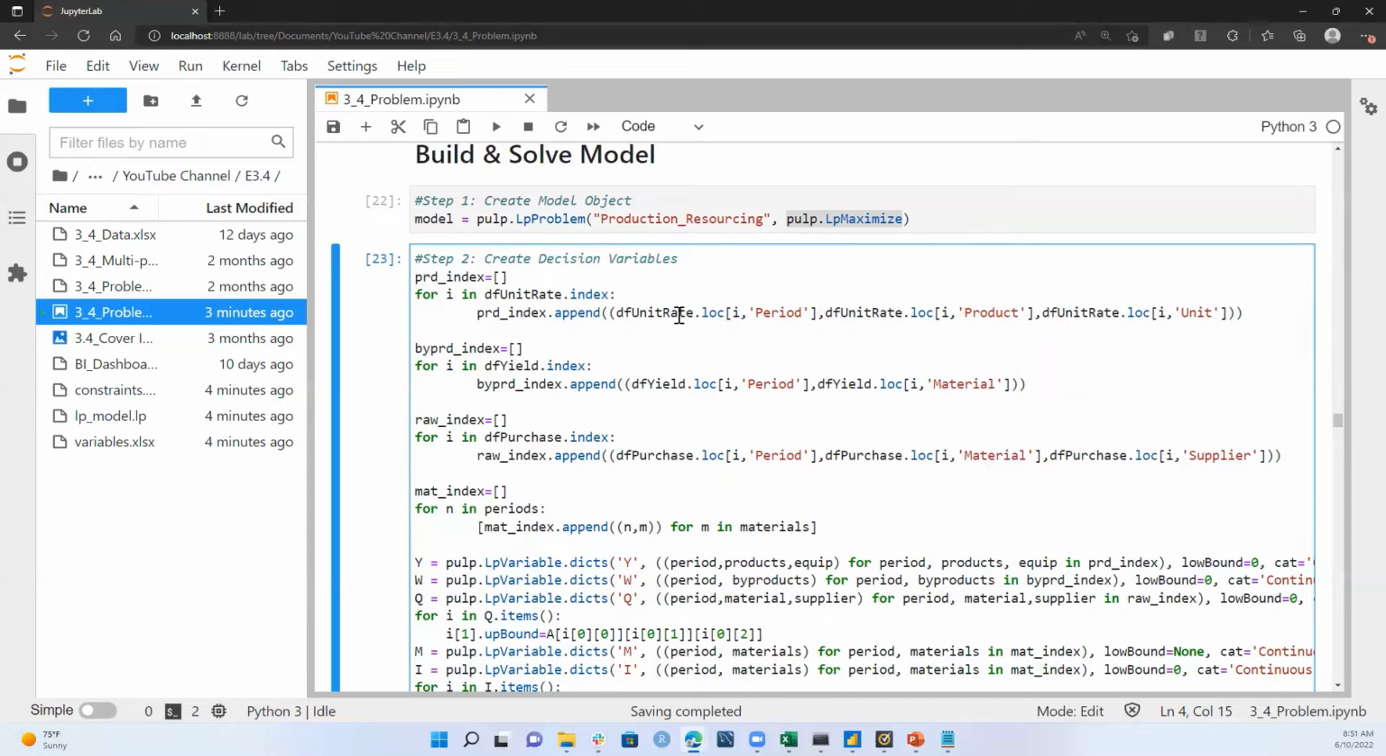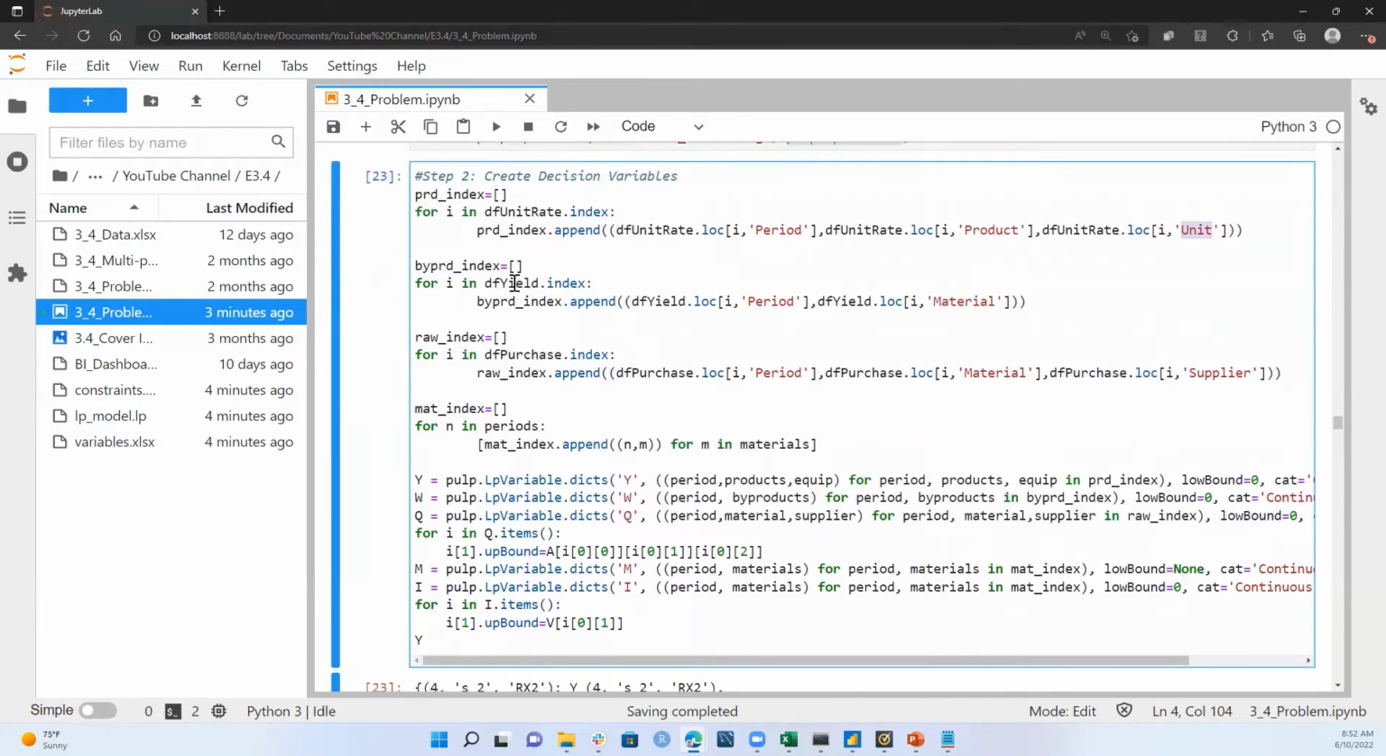three elements in each index, which is going to be how we create our Y sub NIK variables. So we need to have N the period, I the product, and of course the unit rate, which we'll use in order to get the unit, so we get K. So that's what the product index is. We do something similar for the byproduct index, which is just the period and the material. And then we also need a raw material index, which is going to be, again, the period and the material J and the supplier S. So this is the NJS index, which we'll use for the Q sub NJS amount of material that we purchase in each period from each supplier. So that's what that index is for.